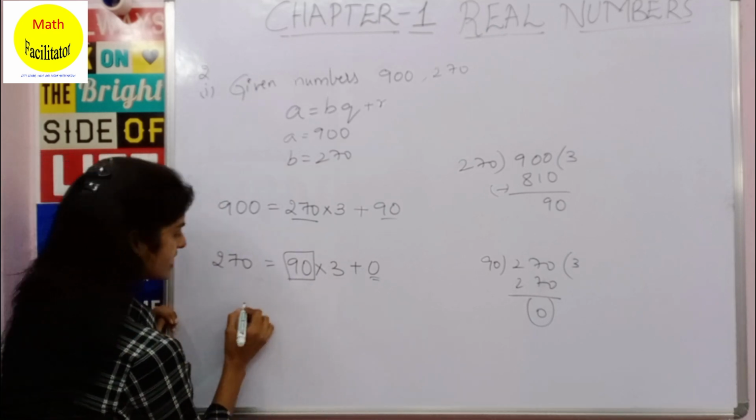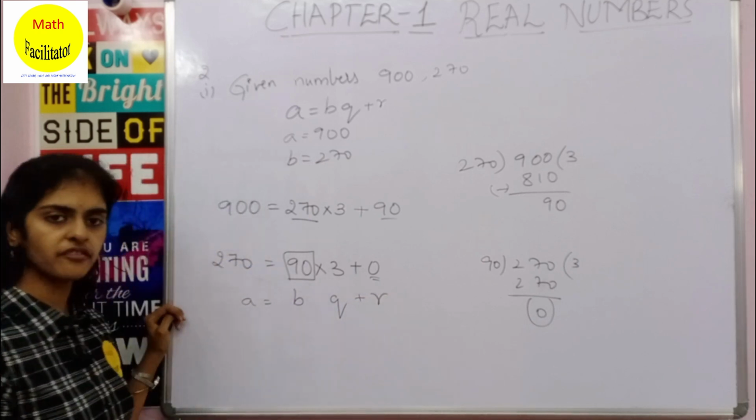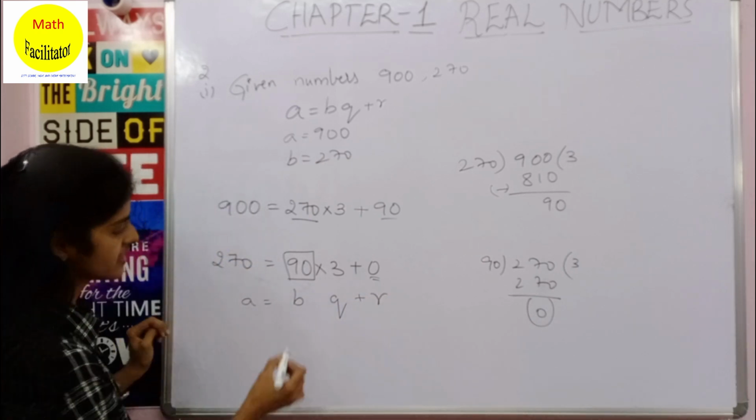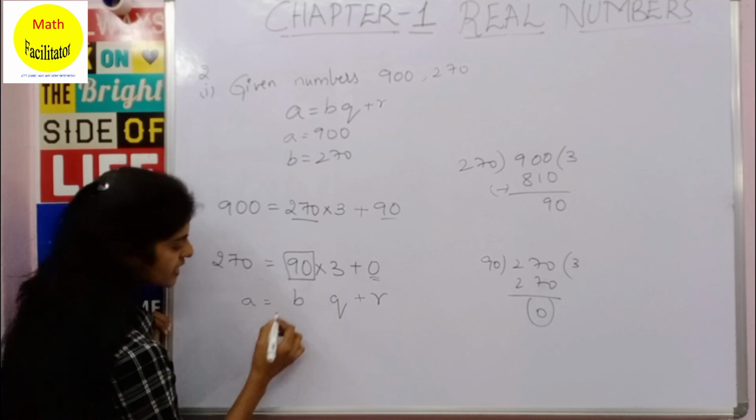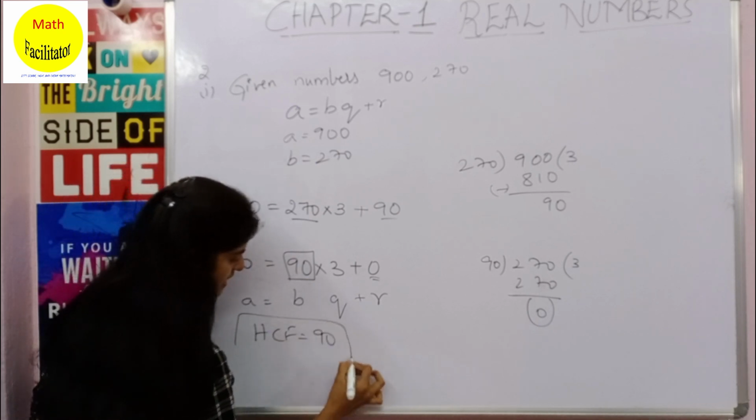Now this is nothing but A is equal to BQ plus R. It is in the form of A is equal to BQ plus R. So this is the value of B. So simply you will take the value of B as HCF. So HCF is 90. Clear?